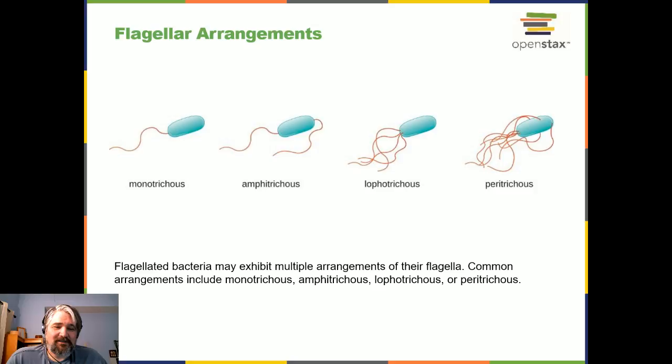Some cells have a tuft of flagella at one end, and that's lophotrichous. Pseudomonas aeruginosa is something that we're going to mention a lot this semester because it can cause a lot of opportunistic infections, like swimmer's ear and burn wound infection. It has this style of flagella. And then flagella that cover the entire cell are peritrichous.